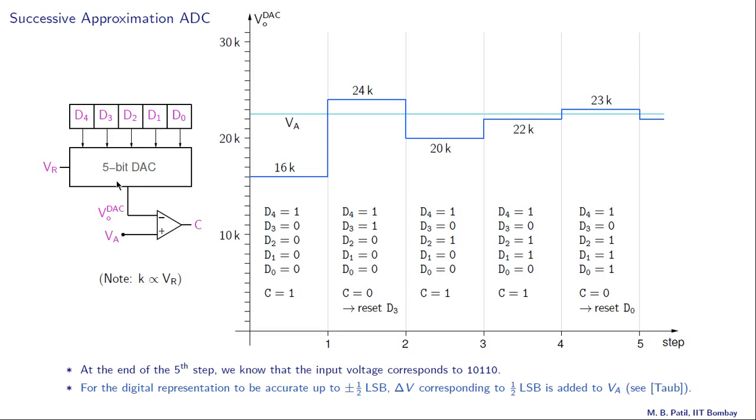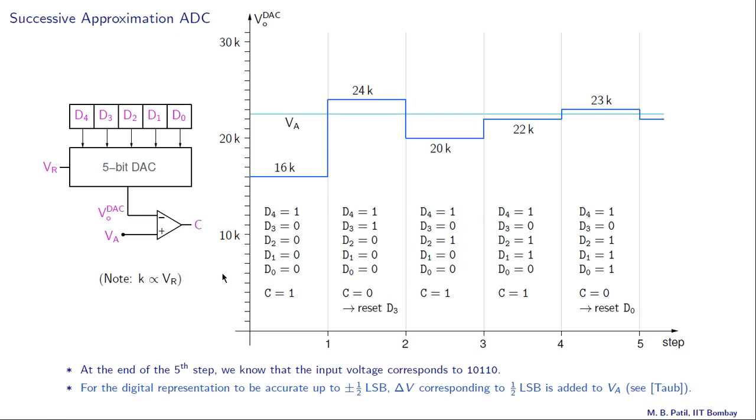It's a 5-bit ADC which uses a 5-bit DAC, and the output of the DAC, which is VO DAC, is plotted over here. If this number is 0, 0, 0, 0, 0, then the output of the DAC is 0 volts here. If this number is 1, 1, 1, 1, 1, that is decimal 31, then the output of the DAC is 31 times K, where K is proportional to the reference voltage applied to the DAC.